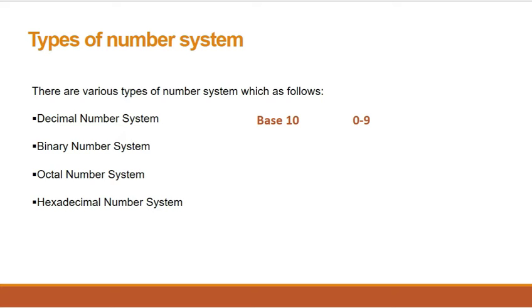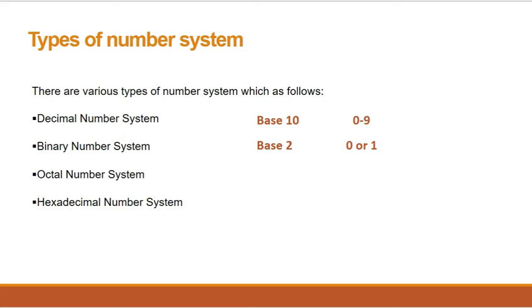Decimal means 10. So it has a base of 10. That means we have 10 symbols to represent any number in decimal number system. The symbols are from 0 to 9. Binary means 2. So it has a base of 2. And we have 2 symbols to represent any number, that is 0 and 1. Either the things are turned on or the things are turned off. That means it is either true or false.